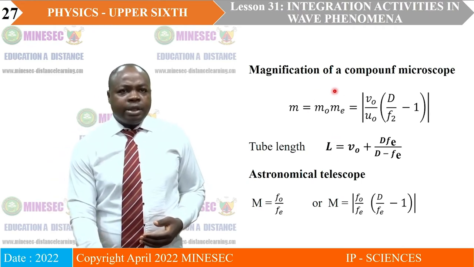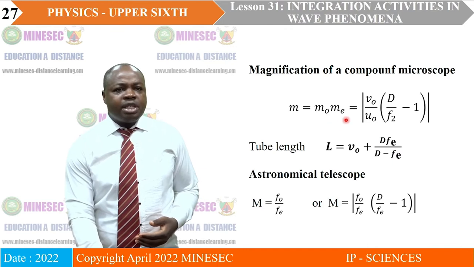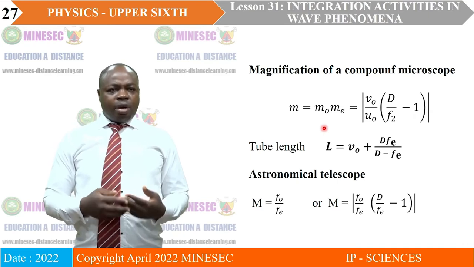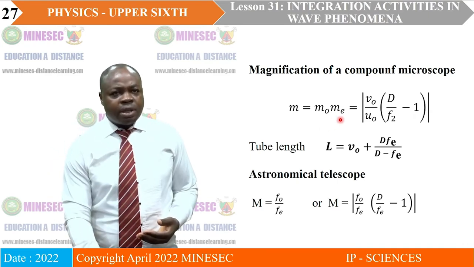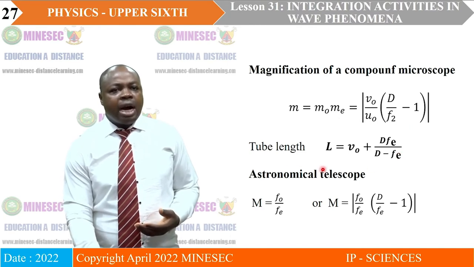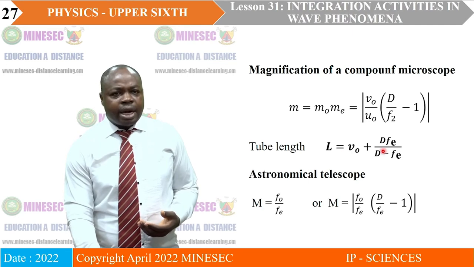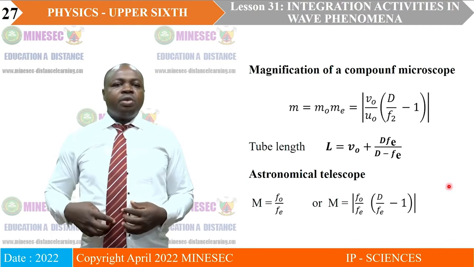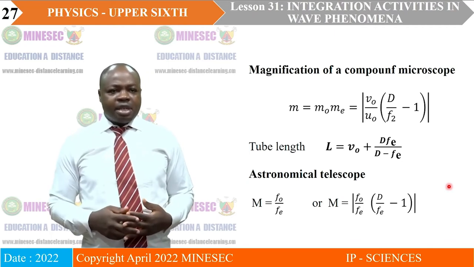In the compound microscope, the magnification is given by the product of the magnification of the objective lens times the magnification of the eyepiece lens, and given by this expression. And the tube length is calculated using this expression, where FE is the focal length of the eyepiece, and of course D is the least distance of distinct vision, which has the value minus 25 centimeters.